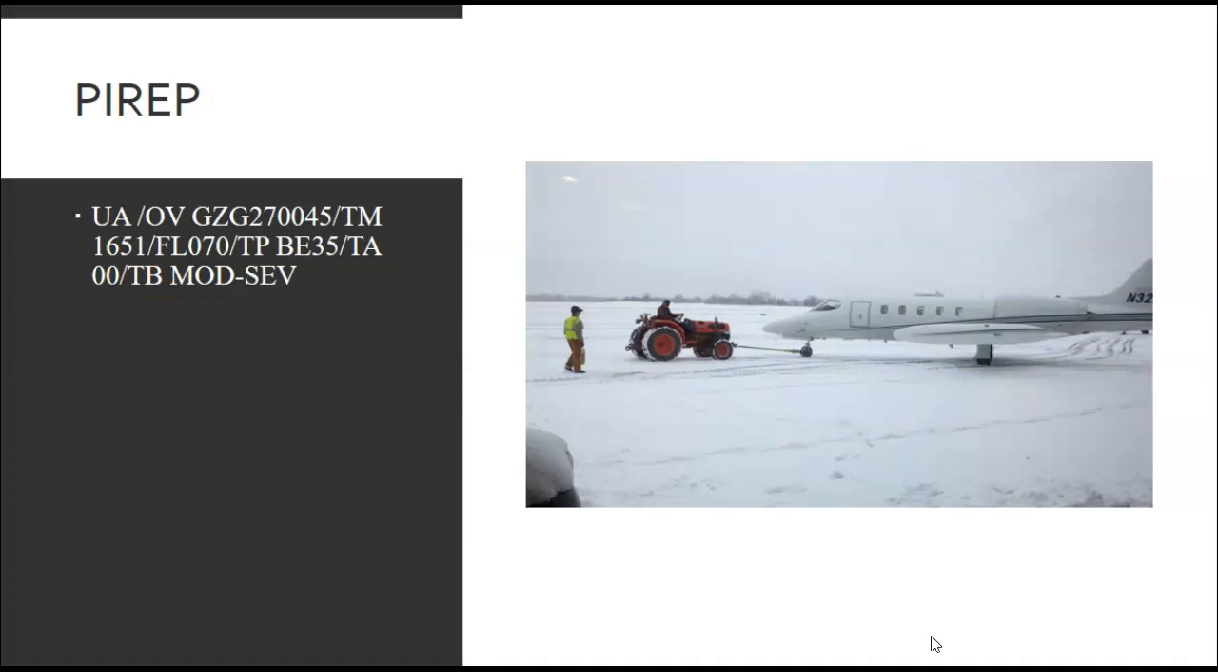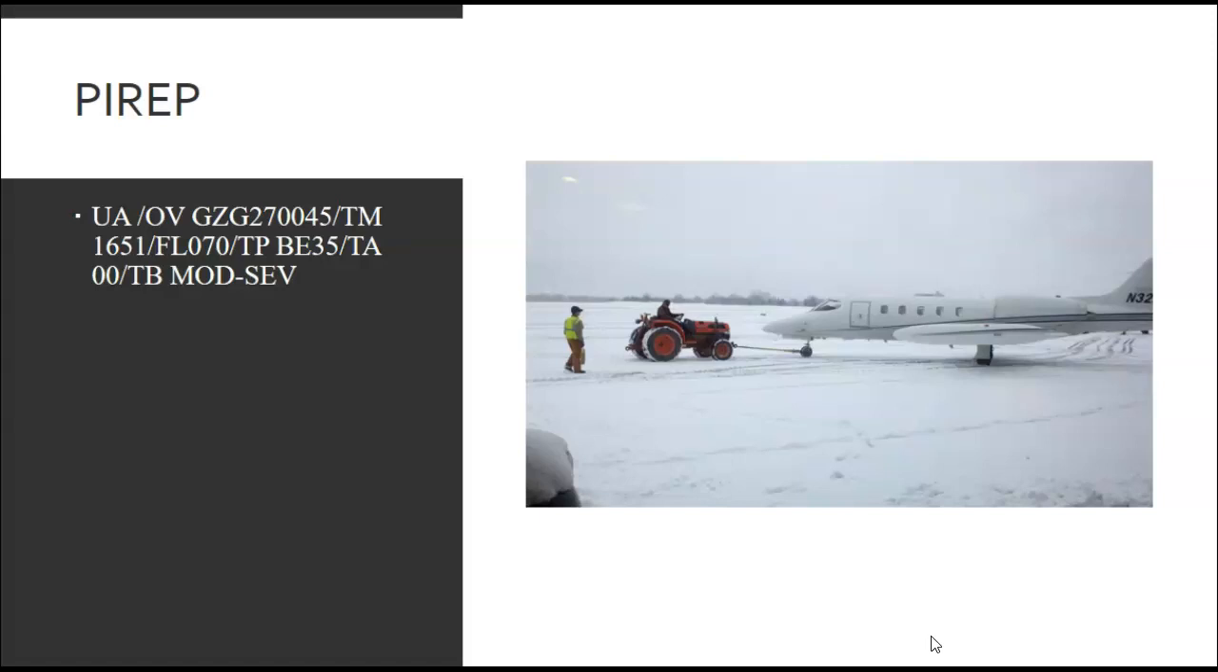Here's an example of a printed PIREP. UA stands for PIREP, and OV stands for over. GZG is the VOR that the aircraft was located near, and 270 is the radial of the VOR. 045 is the distance from the VOR on the 270 radial, so that's exactly where they were located. TM stands for time, 1651 Zulu, and FL stands for flight level or altitude at 7,000 feet.